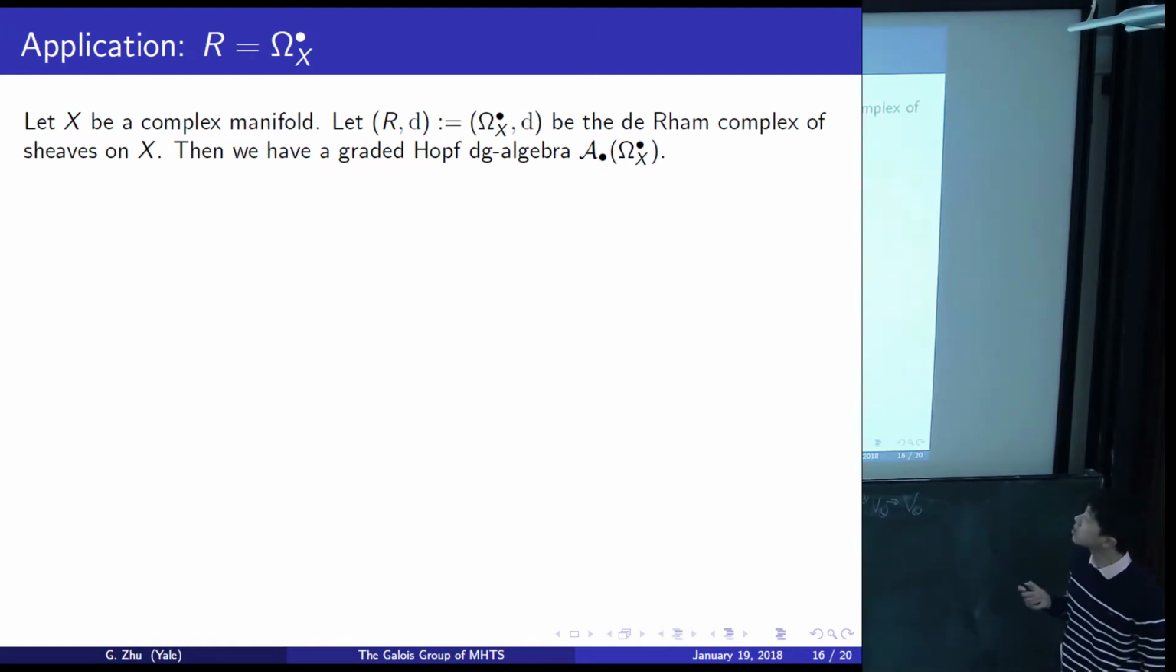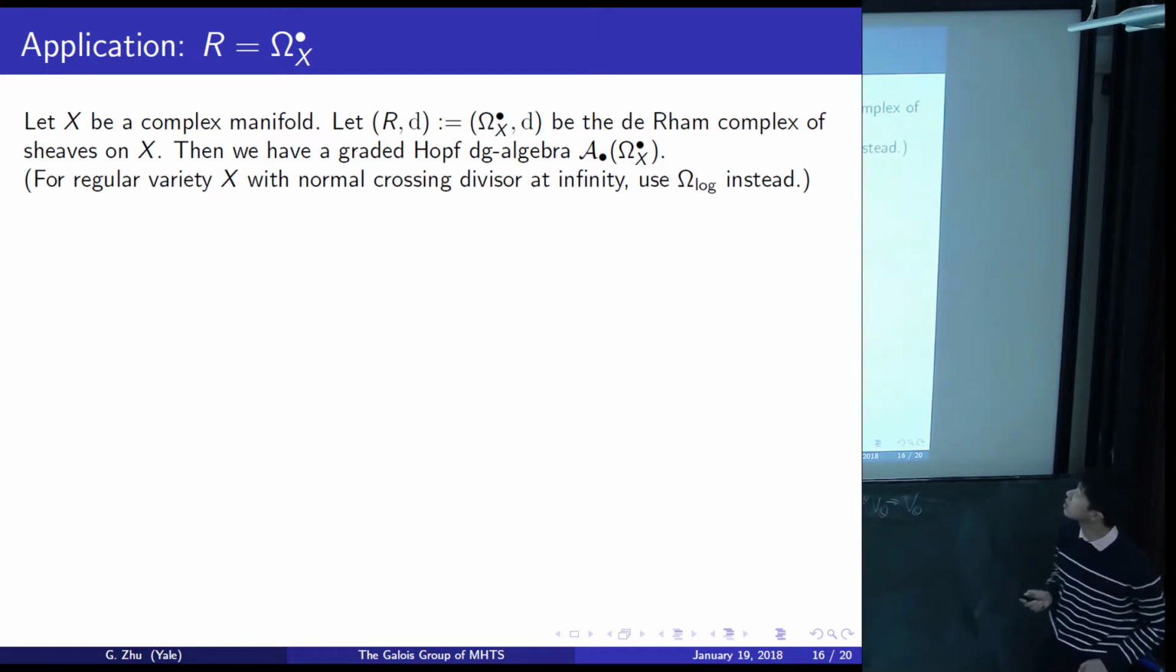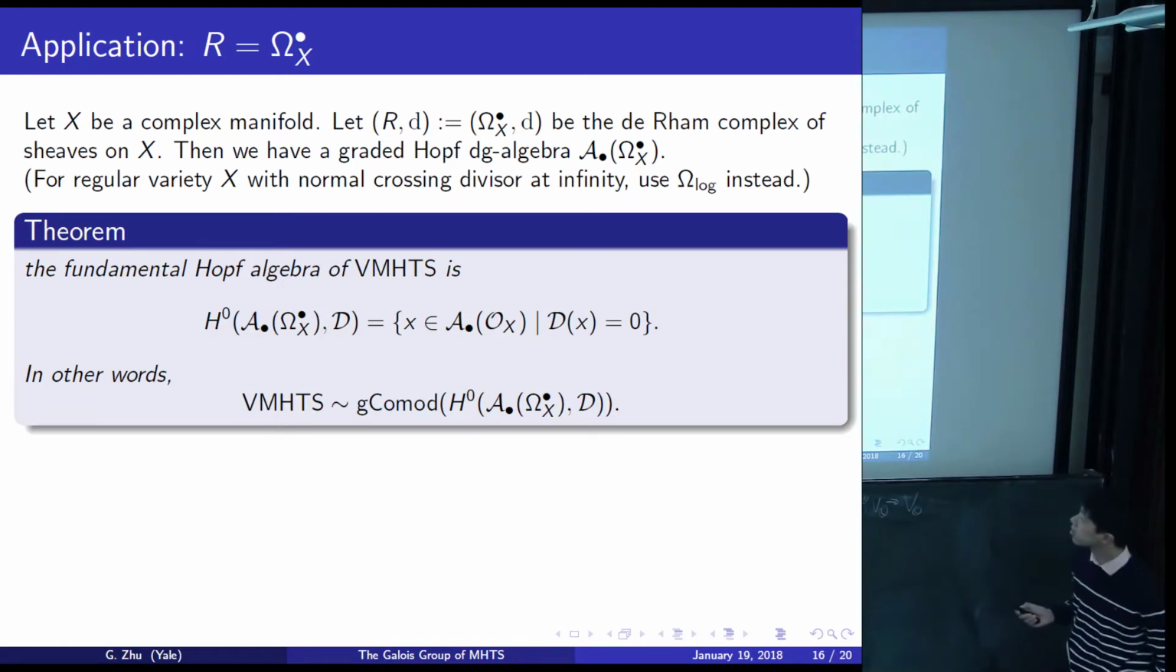The main application is when R is equal to Omega_X. Let X be a complex manifold. We consider the de Rham complex of sheaves on X. Then we can construct a graded Hopf dg-algebra A of Omega_X. And for a variety with normal crossing divisors, we can use Omega log instead. Okay, the theorem is that the fundamental Hopf algebra of the category of MHTS is this thing. That is, we take the Hopf algebra with the differential, and we can take H0 with respect to D. And in a more explicit way, we can start with O of X and then apply our construction to get the Hopf algebra. Then it just means the differential on this thing is 0.